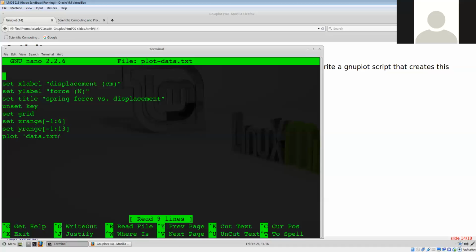Yeah, Tyler? Do we make the equations or just show the baseline? Now, it only does graphing. It doesn't solve differential equations or anything for you.